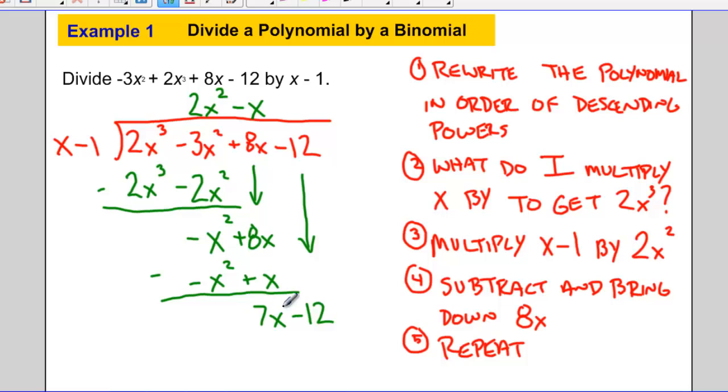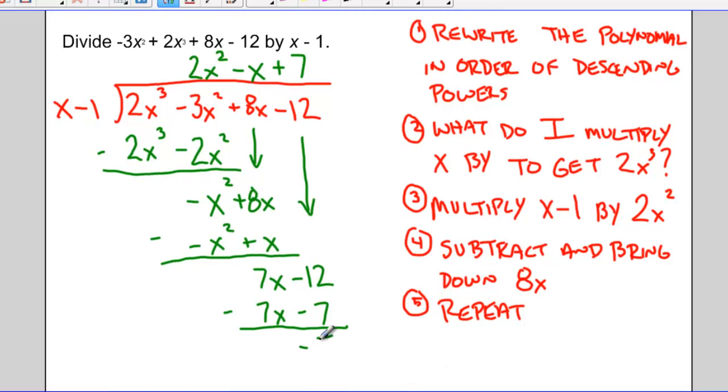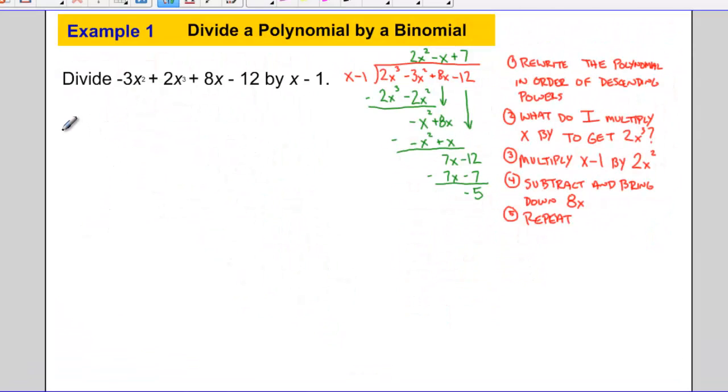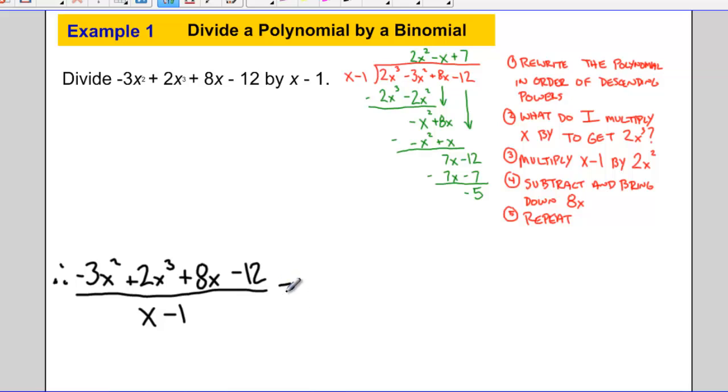What do I need to multiply x by to get 7x? The answer is positive 7. Multiply 7 by the binomial, and then subtract. And I'm left with negative 5. So just to summarize that, negative 3x squared plus 2x cubed plus 8x minus 12 divided by x minus 1 is equal to my answer, which was 2x squared minus x plus 7 plus a remainder of negative 5 over the divisor x minus 1.